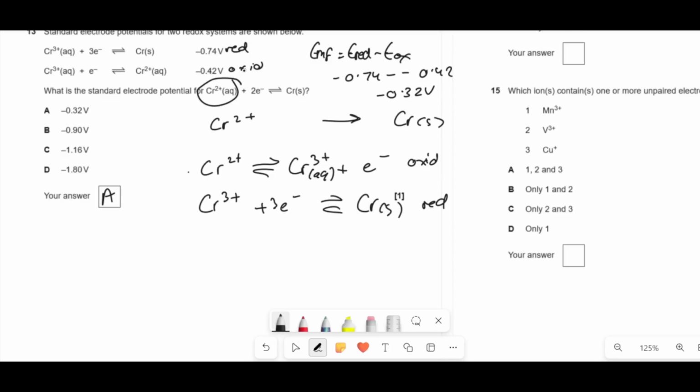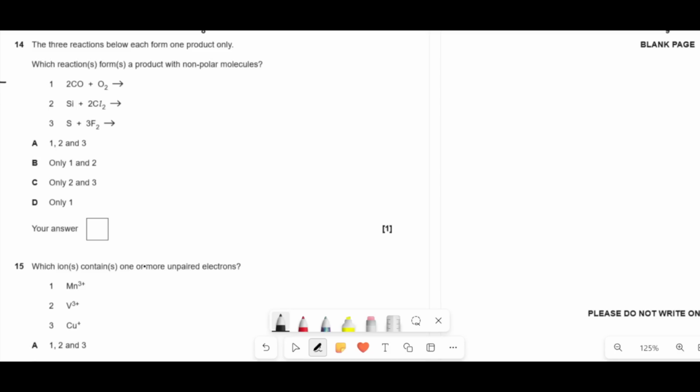But they told you you're starting with this and you finish with that. So you're forcing it to run that other way. The 3 reactions below form one product only. Which reaction forms a product with non-polar molecules, right? So let's have a look what's going on.